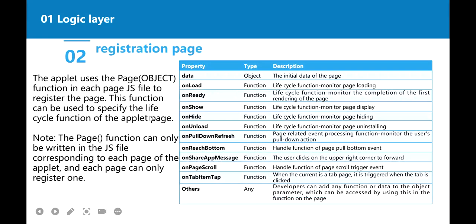The applet uses the Page function in each page JS file to register the page. This function can be used to specify the life cycle function of the applet page. We should pay attention that the Page function can only be written in the JS file corresponding to each page of the applet, and each page can only register one.